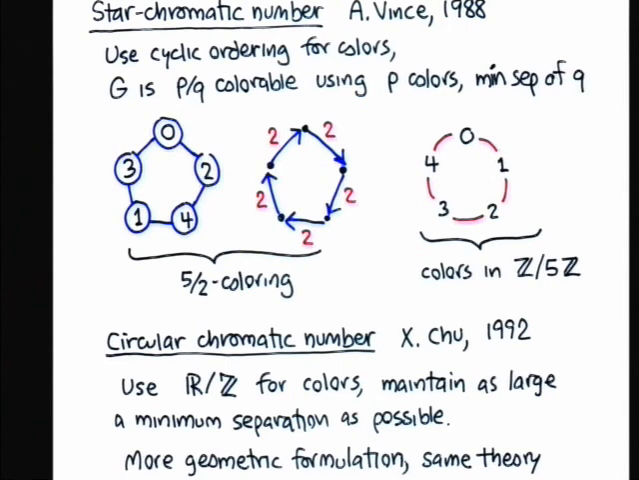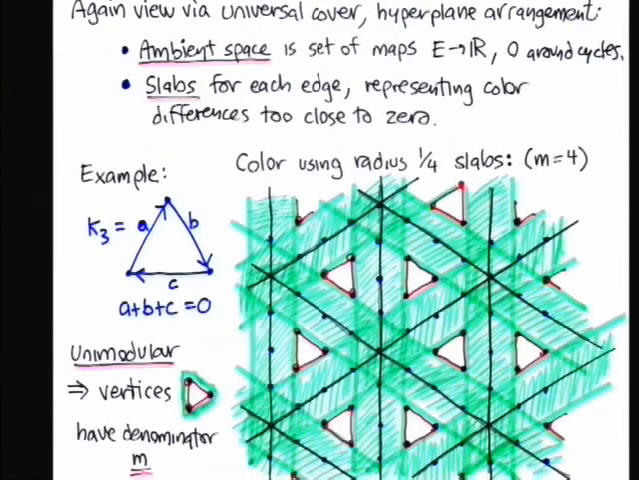There's also a notion called fractional colorability, which is not the same notion. So it's sort of like domain names. Somebody got the website first. I think that this should be called fractional colorability, but that's a different concept. So circular colorability, what Chu came along and said is, well, why not just use the unit circle itself and measure how good a coloring is by what the separation is along the unit circle between any two neighboring vertices. So it's a more geometric formulation, but it turns out to be exactly the same theory.